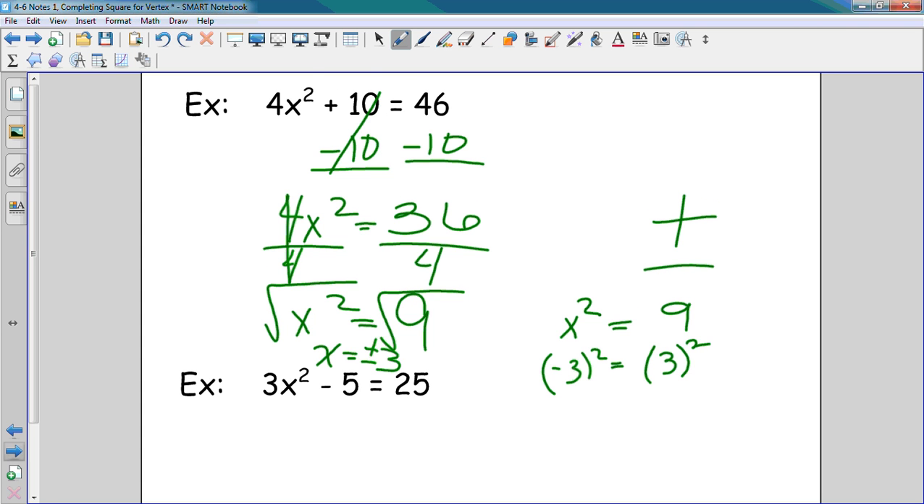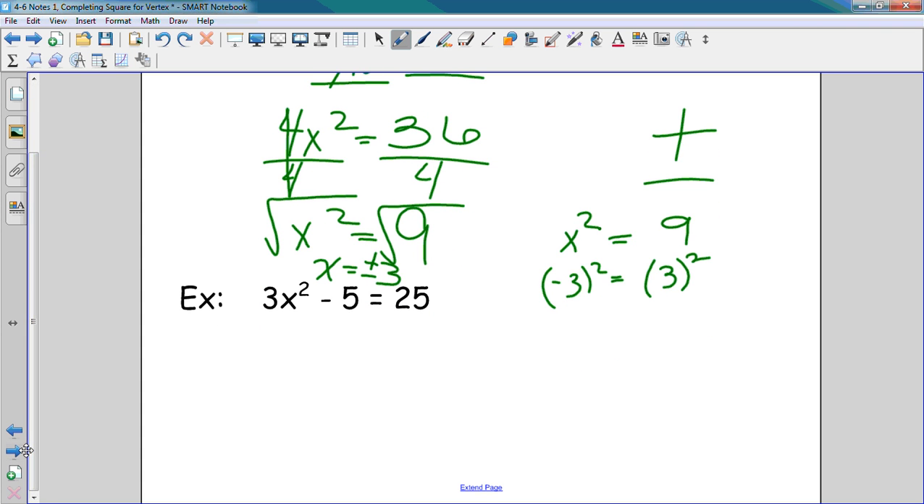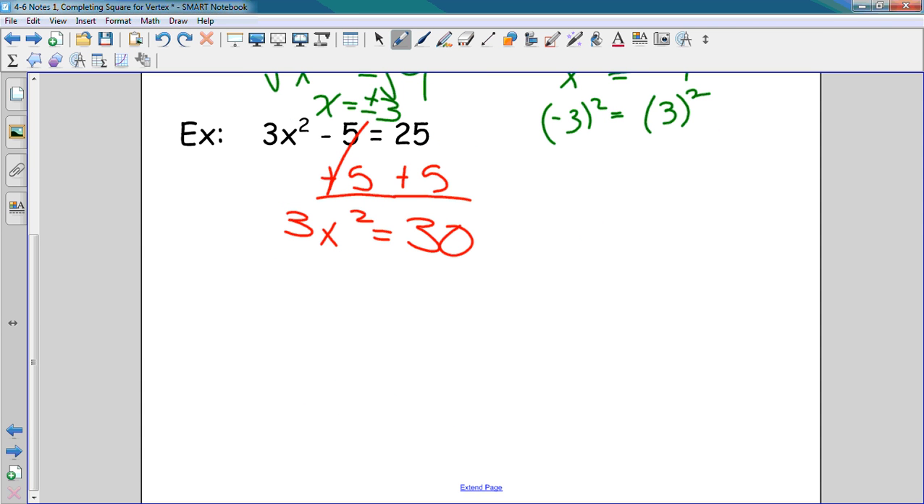Okay, so let's look at this one. Let's solve this one. Add 5 to both sides. So I have 3x squared equals 30. Next, Joseph, what do I do? Divide by 3. So I have x squared equals 10. What's next, Autumn? Yep, the little check mark guy. What's it called? The root. Square root. Very good.